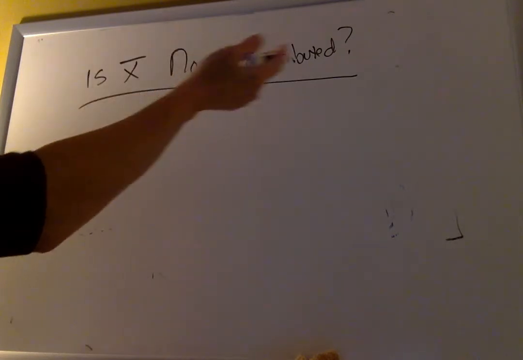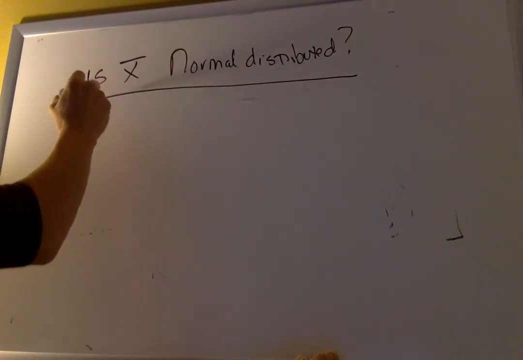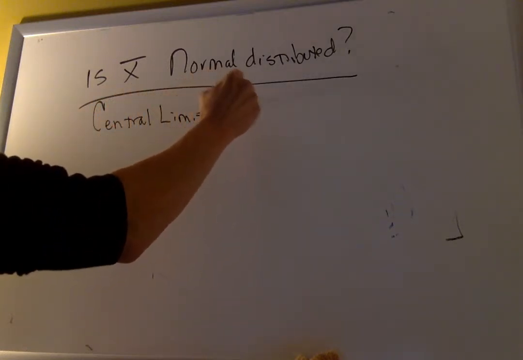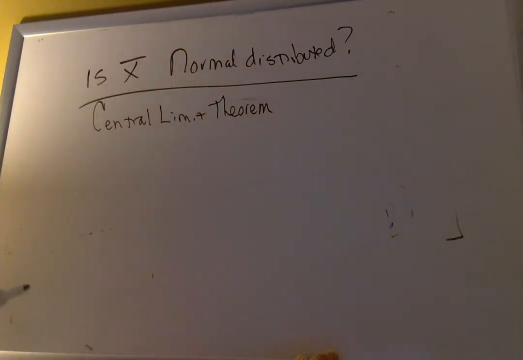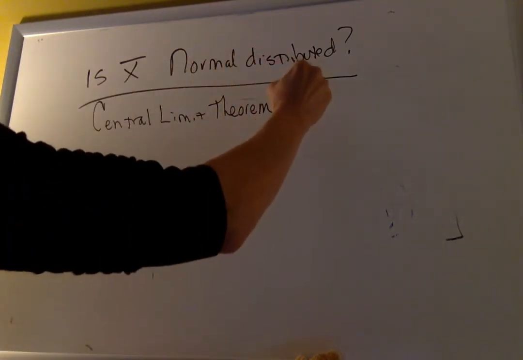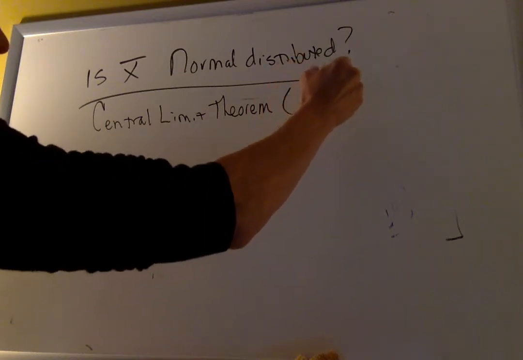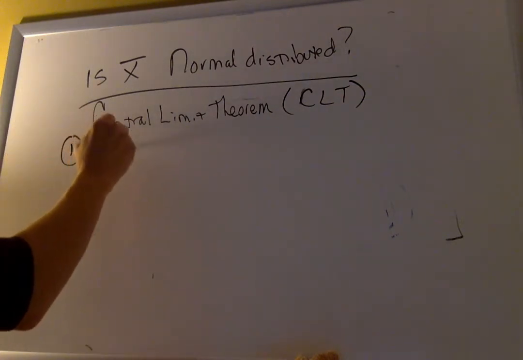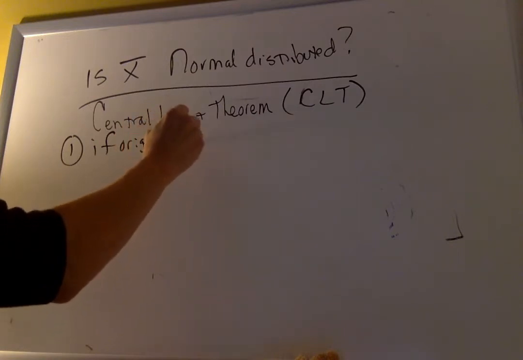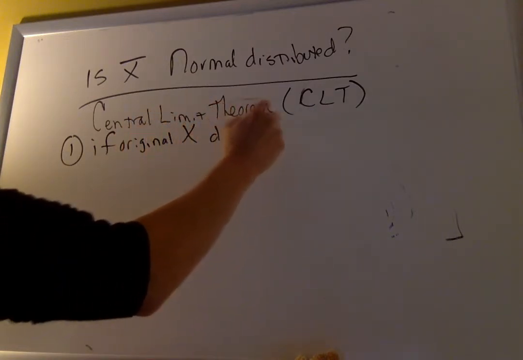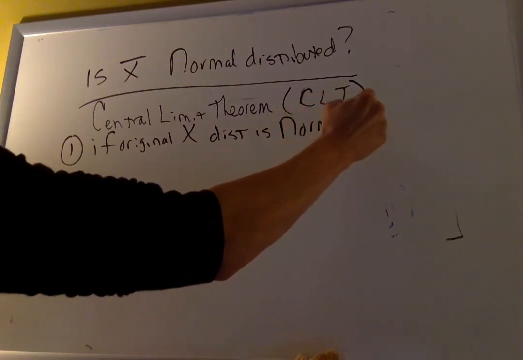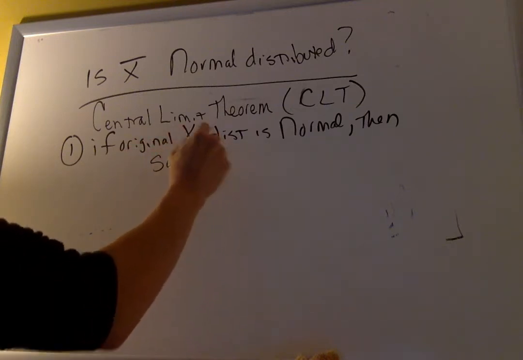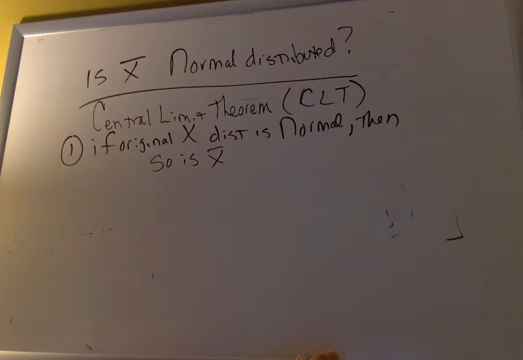All right, so how do we know that x-bar is normally distributed, or when is it, I guess, is a better question? This is called the central limit theorem. I don't really care that you know that word, but many people do in the sciences and mathematics, so if anybody ever asks you if you studied it, please say yes. Most people call it the CLT for short. Basically what it says, if the original x distribution is normal, then when you take samples, they're normal. If the original x is normal, then the x-bars are normal.